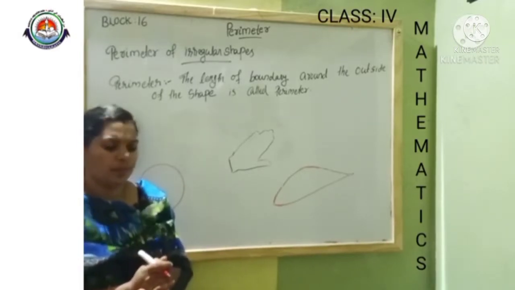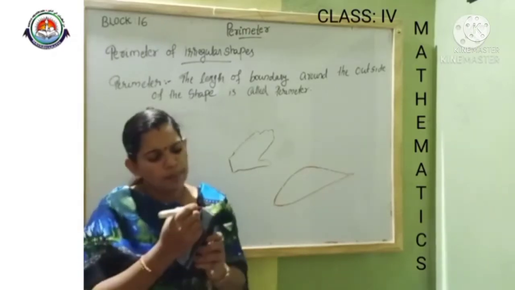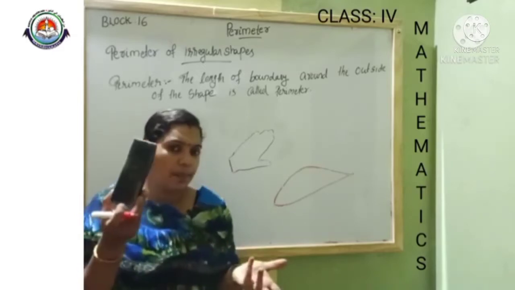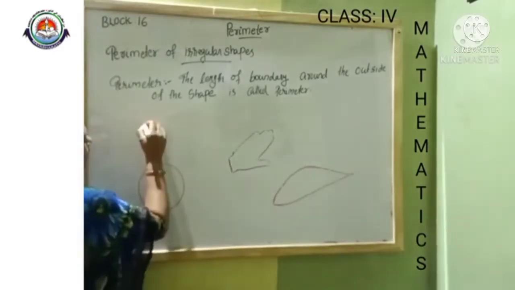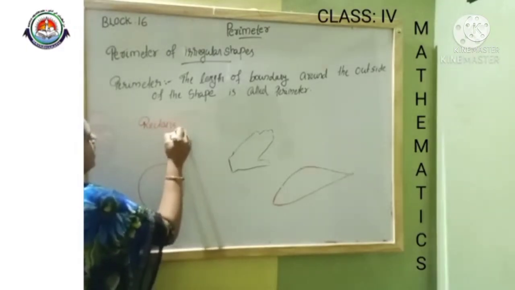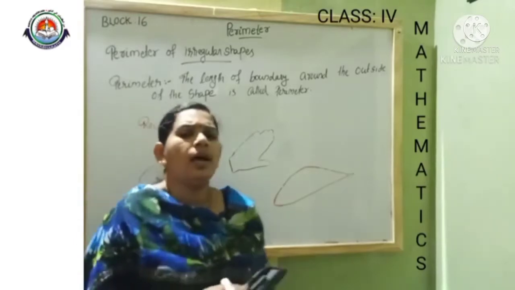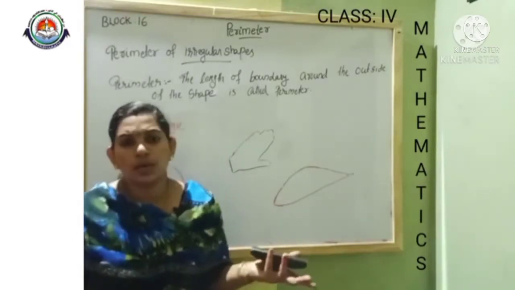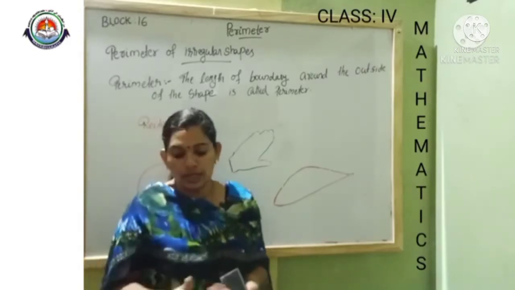The next, this is my duster. What is that shape? Rectangle. Then how do we find the perimeter of a rectangle? Do we need string? Yes, you can use string, but directly we can measure using a ruler.